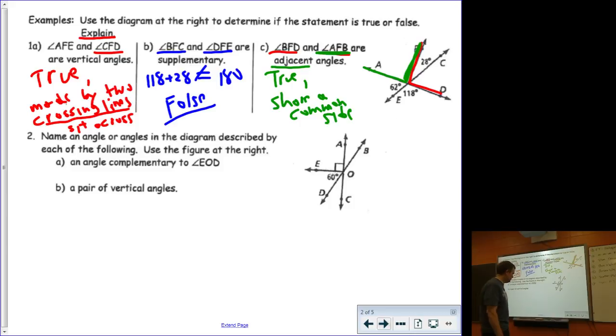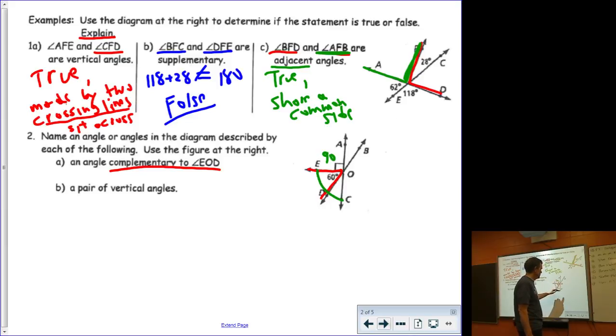An angle complementary to EOD. Well, here's EOD. So I need an angle that with that one adds up to 90. What I notice here is that since this is 90 degrees here, then that means this whole thing must be 90 degrees also. So therefore, this angle right here must add up to 90 with angle EOD.